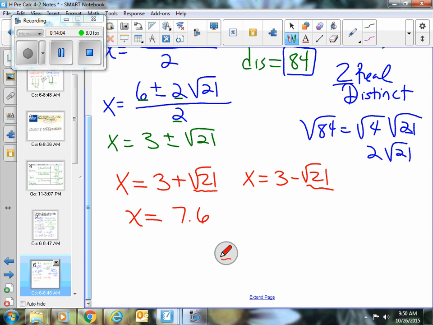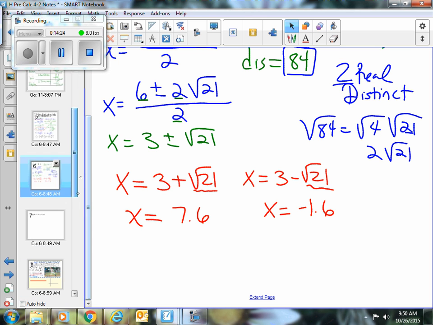First one's about 7.6. The other one's about negative 1.6. And that might be a much more reasonable way to say the answers to someone depending on what you're going to do with them. So realize you can actually figure them out as two separate solutions. If you look on your graph, it's crossing between 7 and 8, crossing between negative 1 and negative 2. So it's just a different way of writing the same thing.